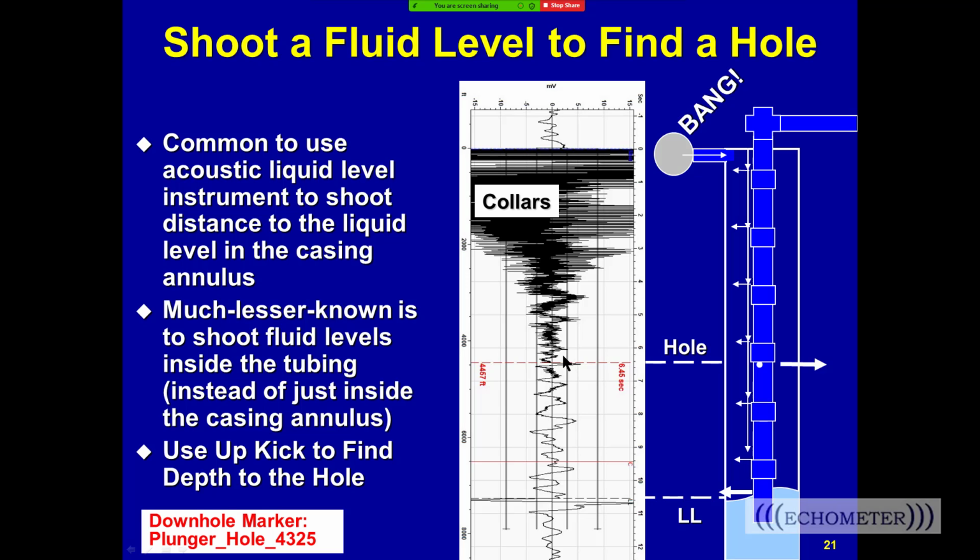It has to be a fairly dead well, no gas, a pretty much gas-free fluid column, and you can see then if it's very close to the surface when you shoot the fluid level. Great.